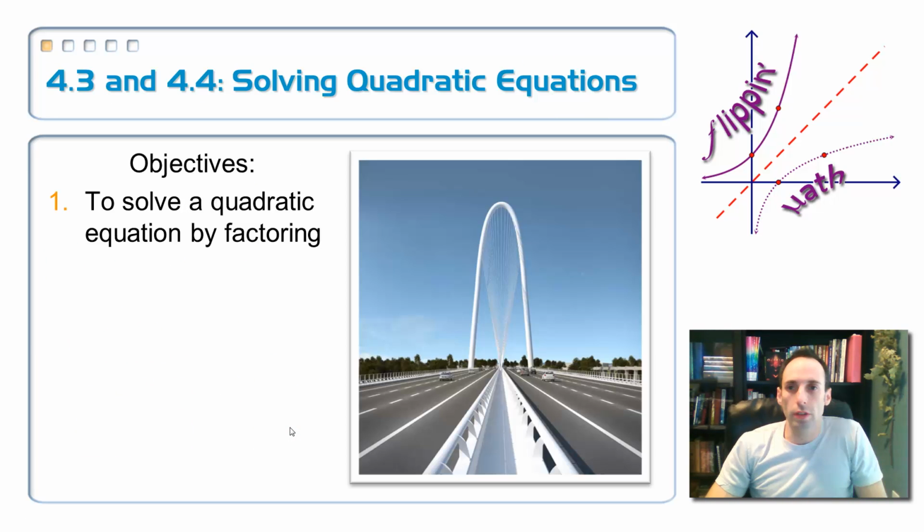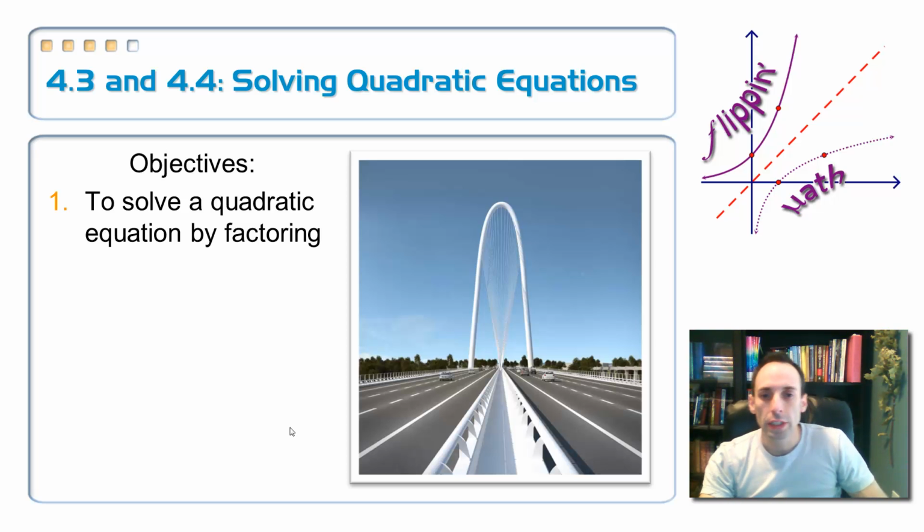Okay, so that concludes our lesson on solving quadratic equations, specifically by factoring what we see in the picture there. That's that Margaret Hunt Hill Bridge in Dallas. It has the shape of a parabola, and you can see where it kind of looks like crossing the x-axis there at the road.